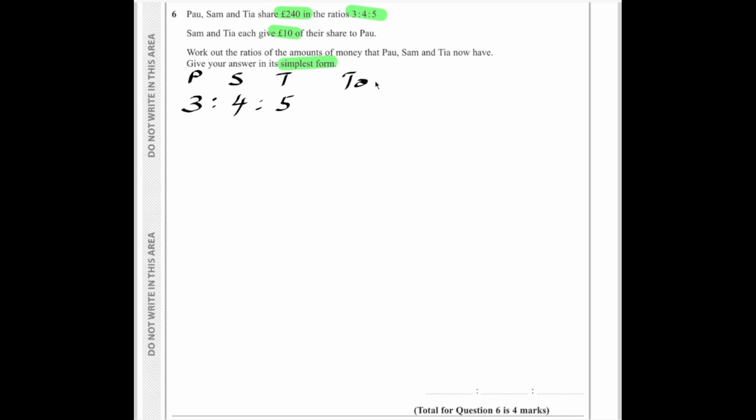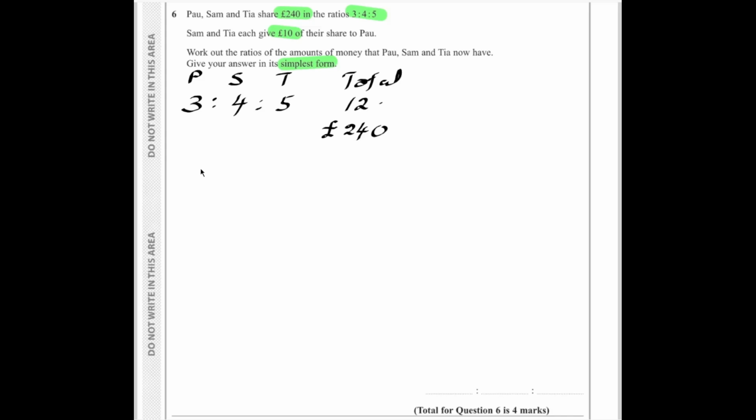And total ratio parts, 3 plus 4 is 7, 7 plus 5 is 12. Now, afterwards, check whether real amounts are given which are represented by these parts. 3 parts, 4 parts, 5 parts, 12 parts. So in this case, 240 is the total amount that they shared. There are 12 parts represented by 240. So once you write down the ratio parts, check whether the real amount represented by these parts is given. In this case, the total share is given. There are 12 parts represented by 240 pounds.